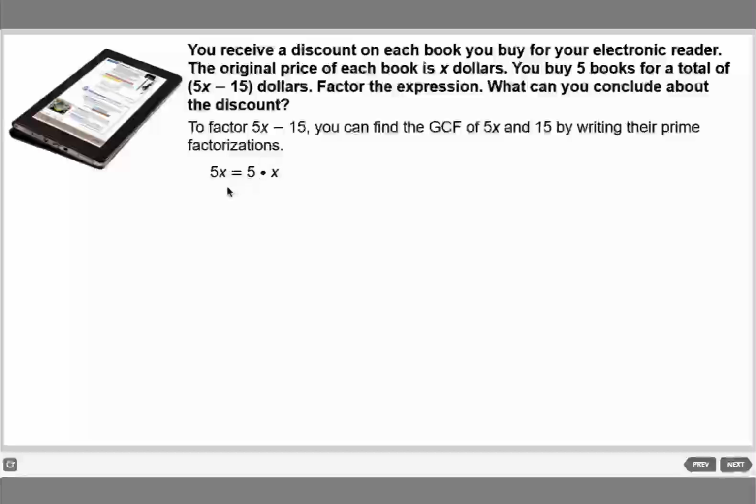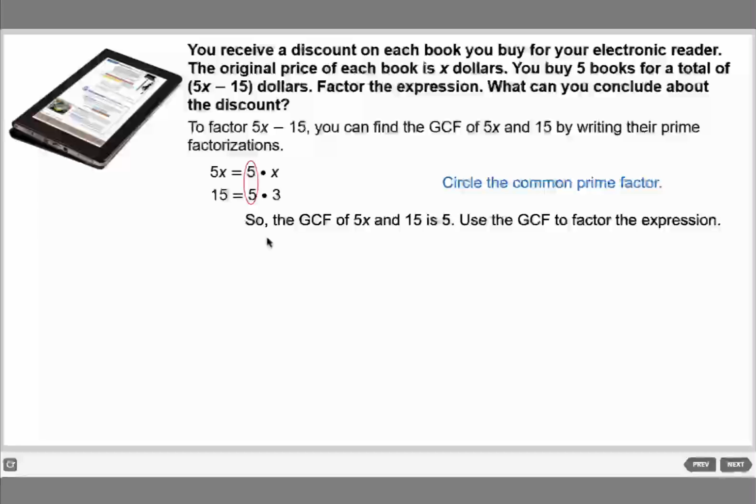The prime factorization of 5x is 5 multiplied by x. And what is the prime factorization of 15? 3 times 5. Okay, so what is the greatest common factor? 5. So the GCF is 5.